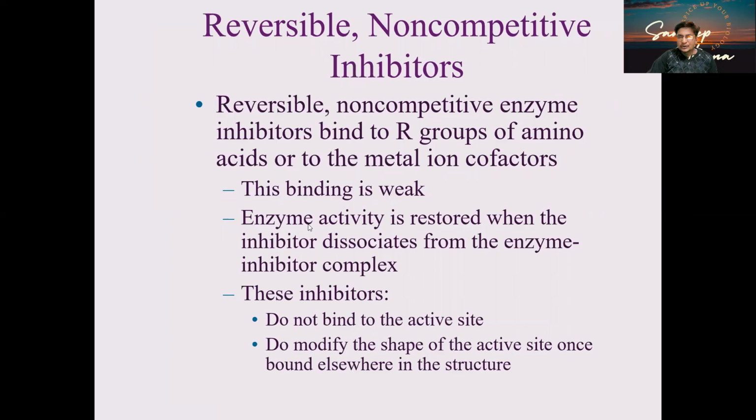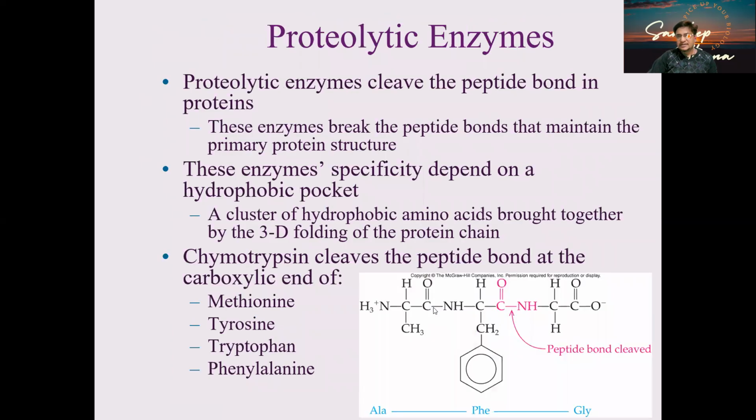And if you see the reversible non-competitive inhibitor, it binds to the R group of the amino acids or the metal ion cofactor, and this binding is usually weak. Enzyme activity is restored when the inhibitor dissociates from the enzyme-inhibitor complex. So they do not bind to the active site unlike the competitive one, and they modify the shape of the active site once bound elsewhere in the structure. And the other thing I told you, the proteolytic enzymes. Proteolytic enzymes cleave the peptide bond in order to make other enzymes active.